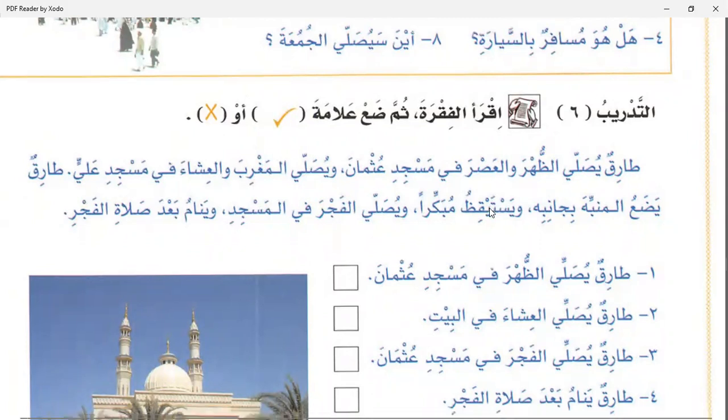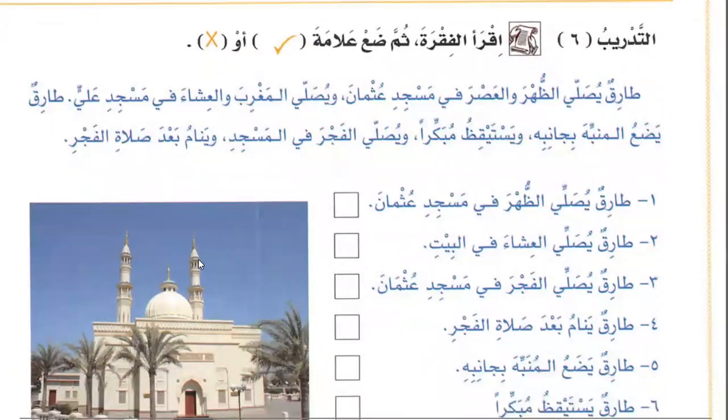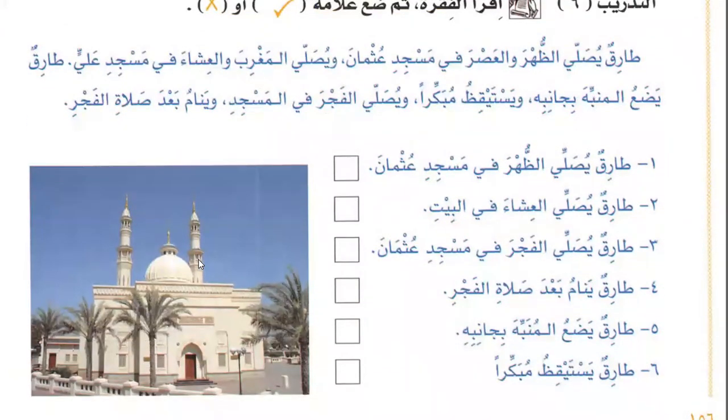Assalamu alaikum. Wa alaikum assalam. Tahir yusalli dhuhr wal asr fi masjid Uthman. Tahir prays dhuhr and asr in Uthman Mosque. Wa yusalli al-maghrib wal isha fi masjid Ali. And he prays Maghrib and Isha in Ali Mosque.